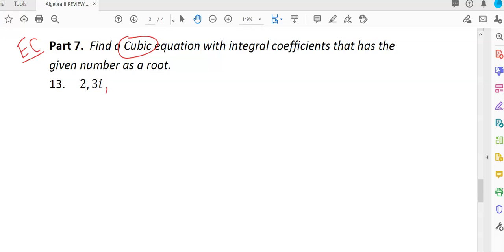Because of the complex conjugates rule, there's got to be another imaginary. The complex conjugate rule says this: if one of them is a plus bi, the other one is a minus bi. So if one solution is 3i, the other solution would be -3i. So now you know our three solutions, so you can write our three factors. So y equals, it's always just x minus the solution. So x minus 2, x minus 3i, and x plus 3i.